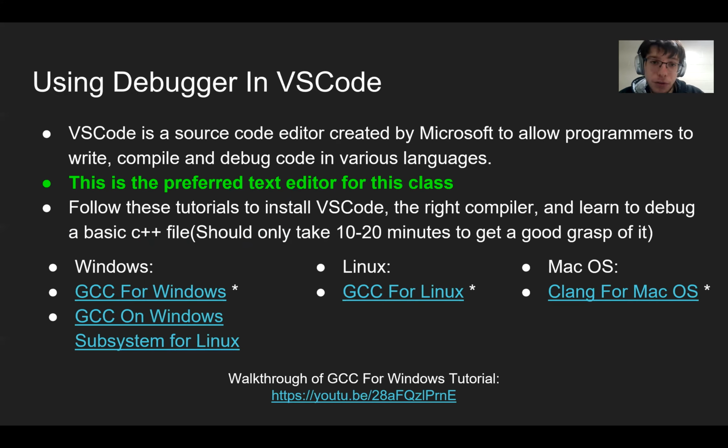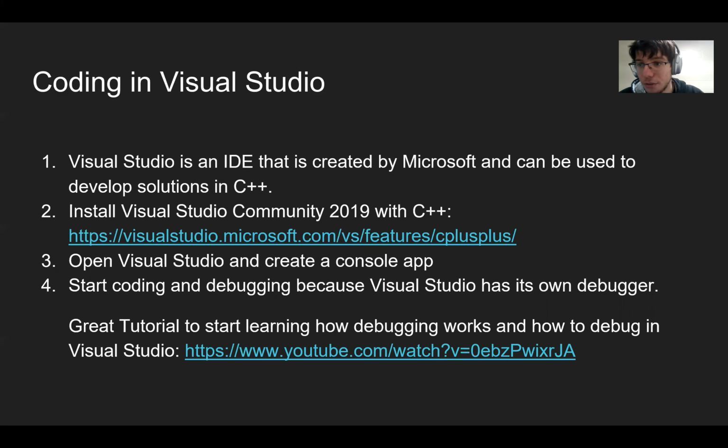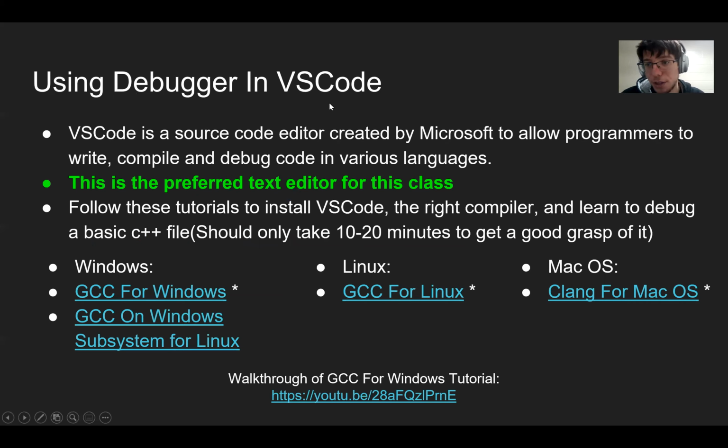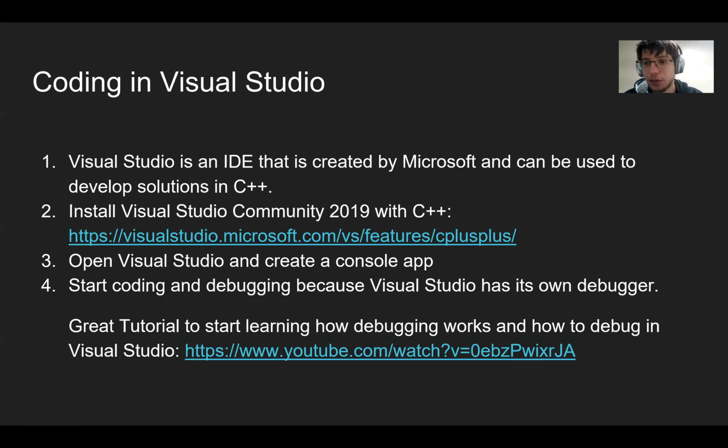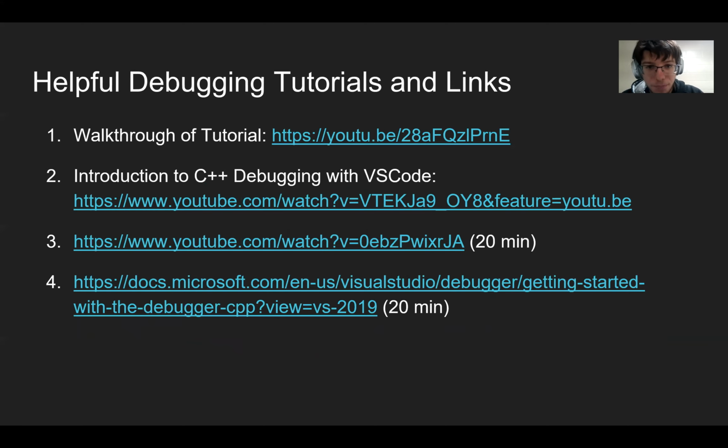But as I said, the difference between VS Code and Visual Studio is one is a text editor and the other is an IDE. VS Code, you can use for basically any language, anything you want to type in. But Visual Studio has language support built in. And these are some links to helpful debugging tutorials you can look at.